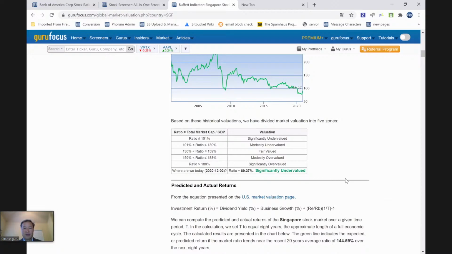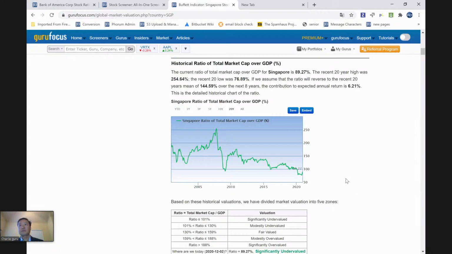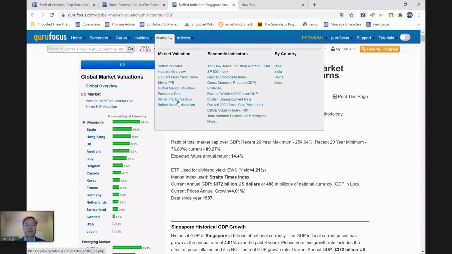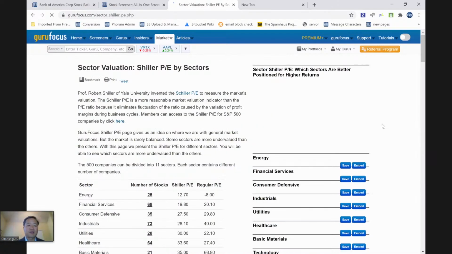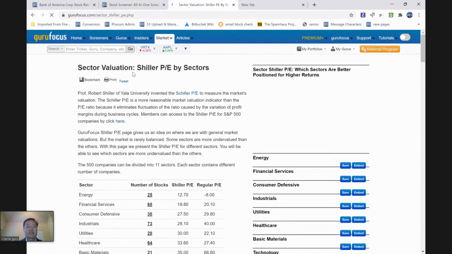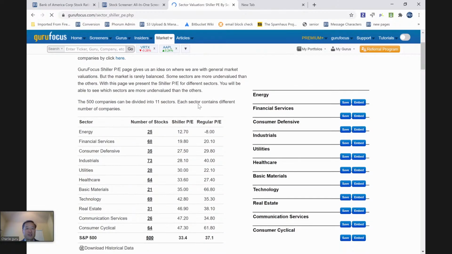And that's the global market valuations. Okay, now you can also check by sectors, because I mentioned that the market is overvalued, but you may think that some sector is cheaper than the others. One tool we can use is the section we call sector valuation, Shiller P by sectors. And here we list the Shiller P of different sectors.